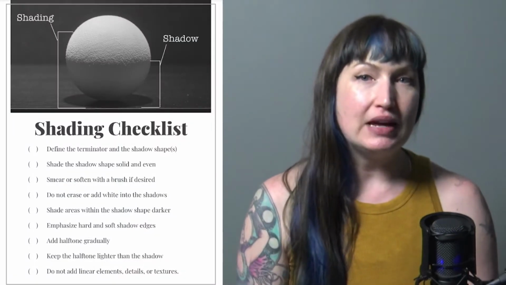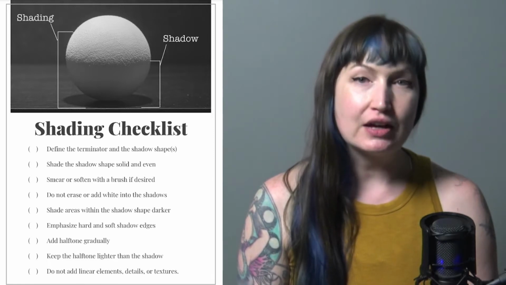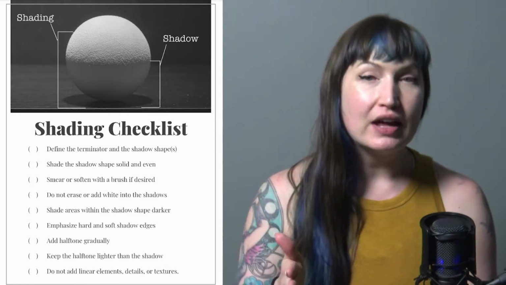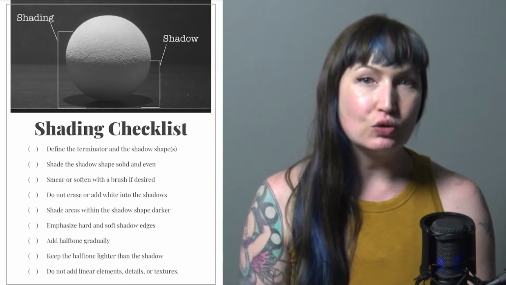So step number 1 when you're shading anything is to define the shadow. This is the most important and it's also the most difficult. You're going to have to notice the difference between shadow and shading. Shading is where you may need to use a pencil or something to make things darker to show roundness, whereas shadow is where the light is no longer hitting.